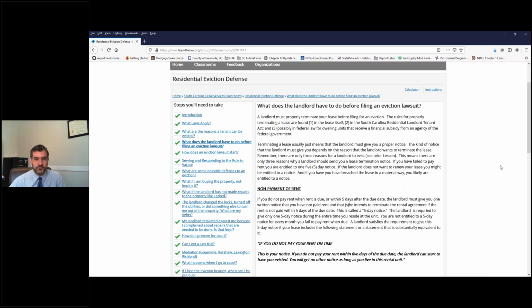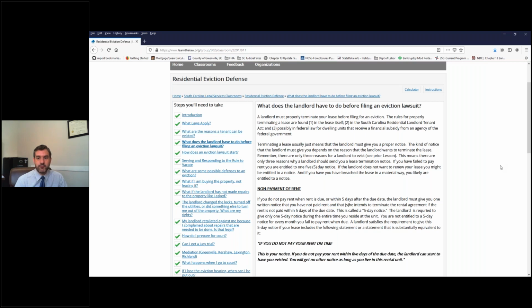South Carolina Residential Landlord-Tenant Act talks about what you can do to terminate a lease. And then again, under federal law, there are some federal rules that come into play that we don't really have the opportunity to get to. The kind of notice the landlord has to give you depends on the reason the landlord wants to terminate the lease. And so remember, the previous lesson was there are only 3 reasons: non-payment of rent, end of lease term, or a material breach of the lease.